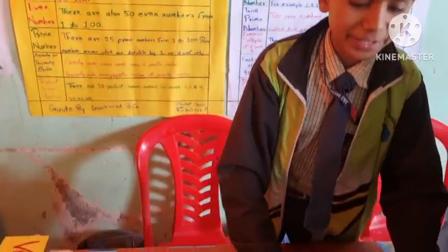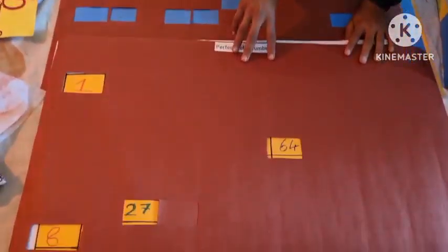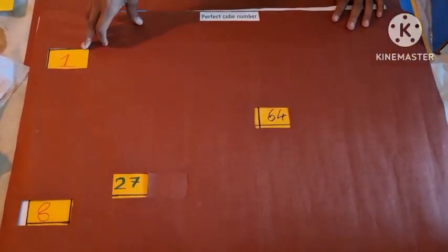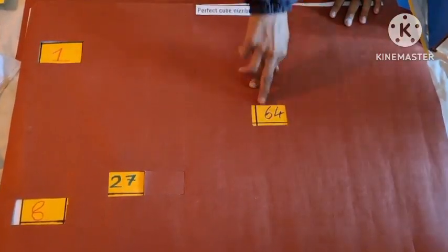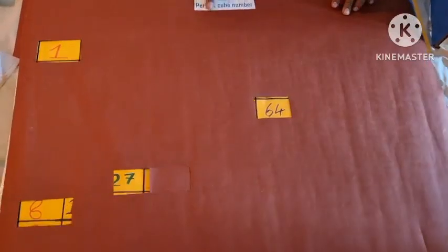Next we take perfect cube numbers. There are 4 perfect cube numbers from 1 to 100. For example, the cube of 1 is 1, the cube of 2 is 8, the cube of 3 is 27, the cube of 4 is 64.